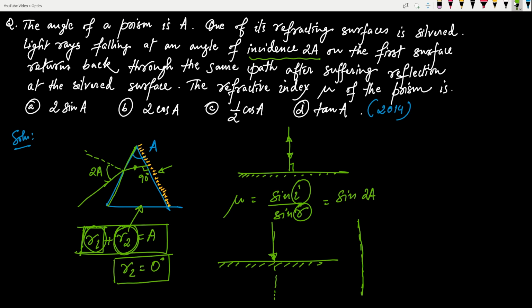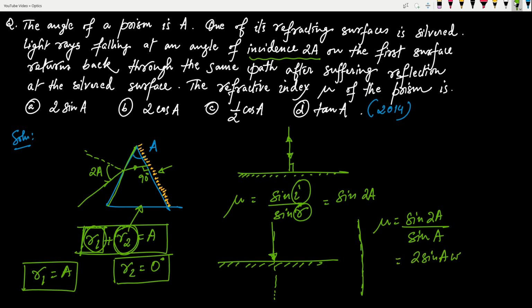Therefore, we can conclude that R1 is equal to A. Simple. So the refractive index mu is equal to sine of 2A, because i is 2A, divided by sine R1, where R1 is A. Sine 2A is 2 sine A cos A divided by sine A. Sine A gets cancelled, and we get 2 cos A as the refractive index of the prism. Therefore, 2 cos A is the answer.